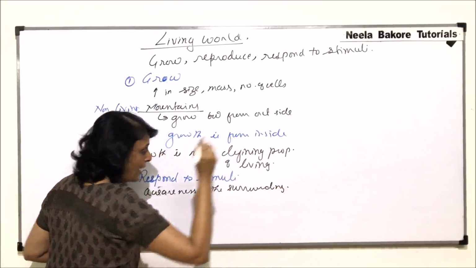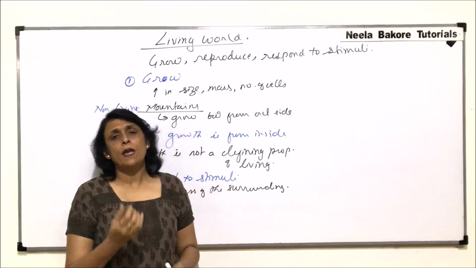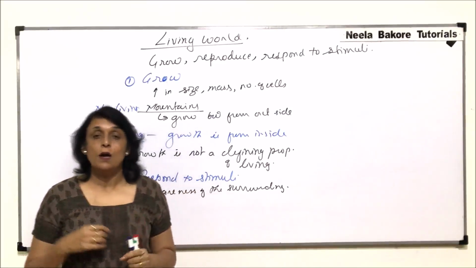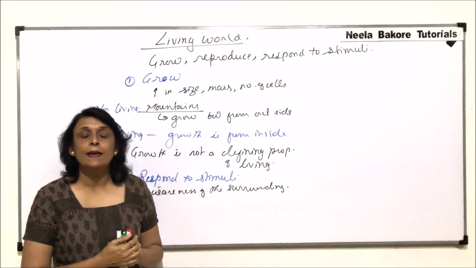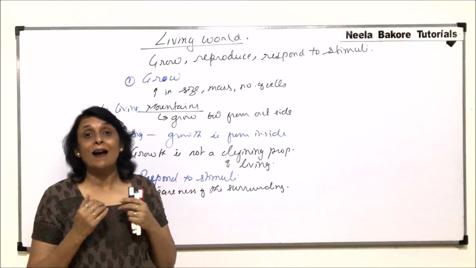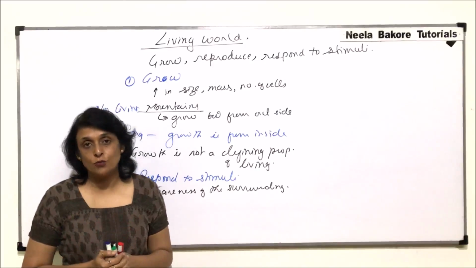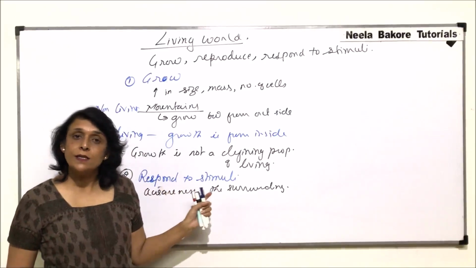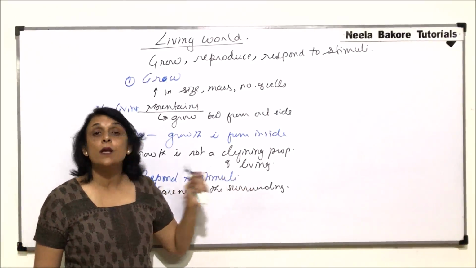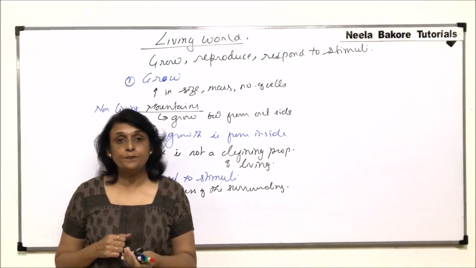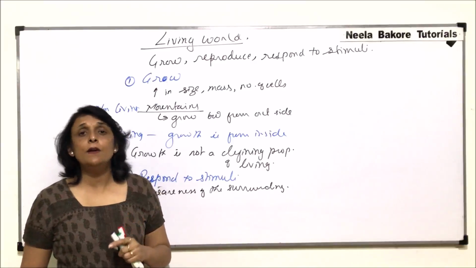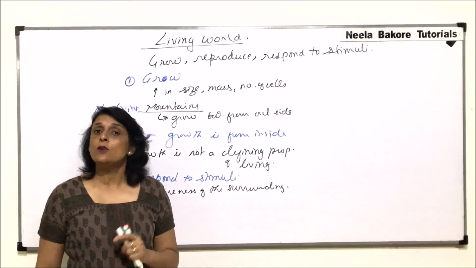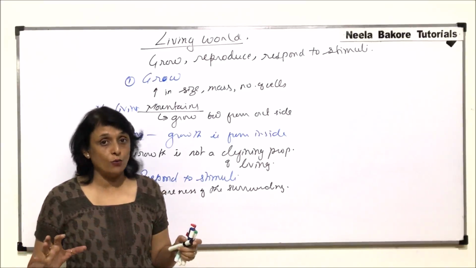Now, if we are reading and our focus is on a book, but somebody walks by, we still are able to understand that there is some movement around us. That means we know what is happening around us. This is awareness of our surroundings or our environment. Non-living objects are not aware of the surroundings.